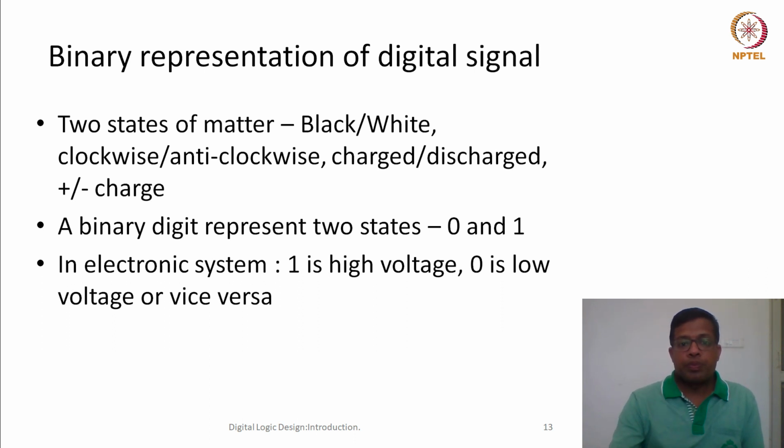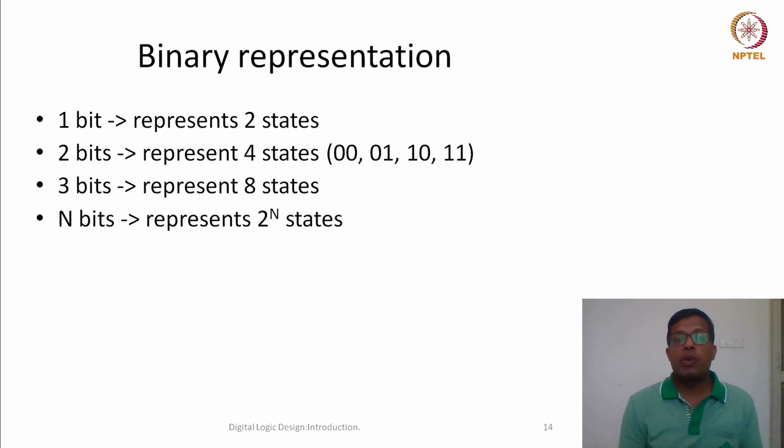Now, each digit represents only these two states, 0 and 1. If we combine multiple such digits, for example two digits, they can essentially represent four states: 00, 01, 10, 11. We are considering permutations here, not combinations, so the position of each bit is important.